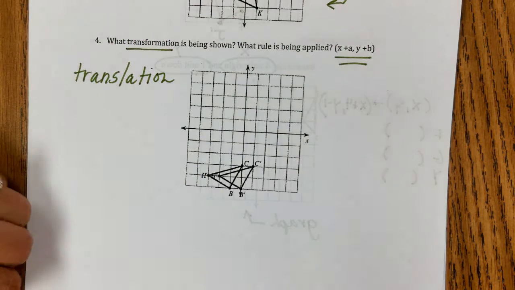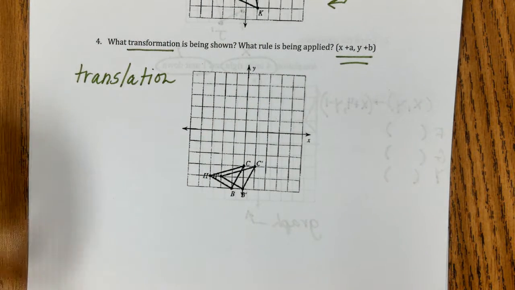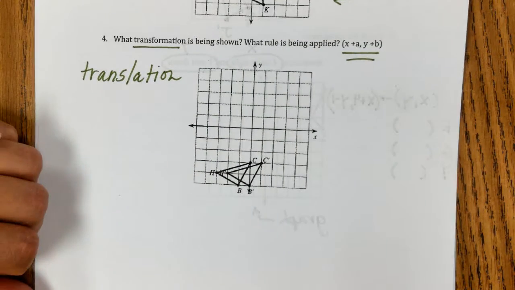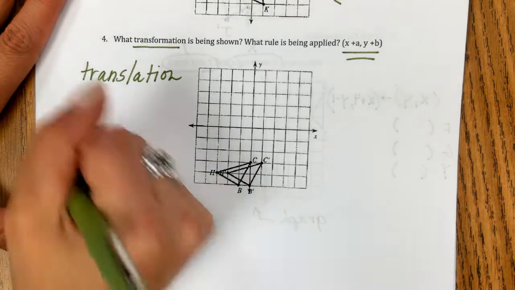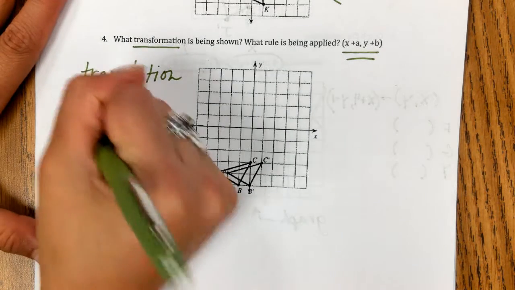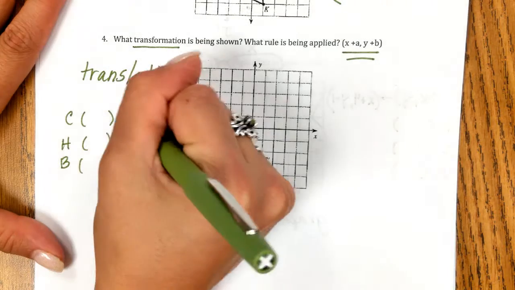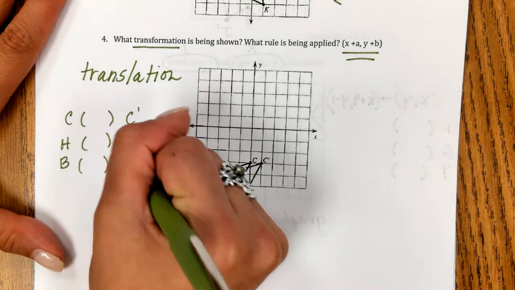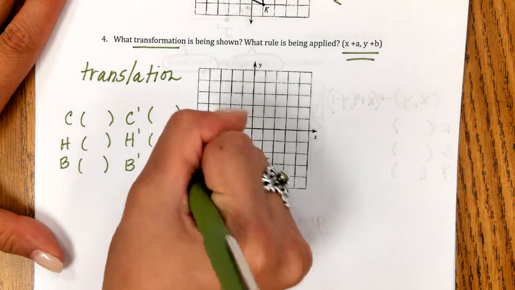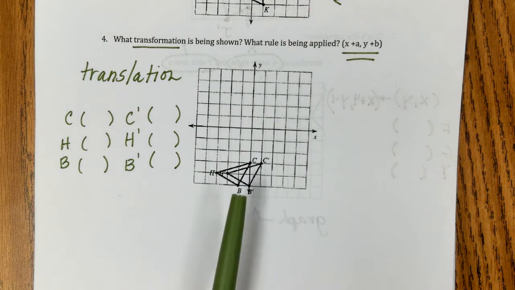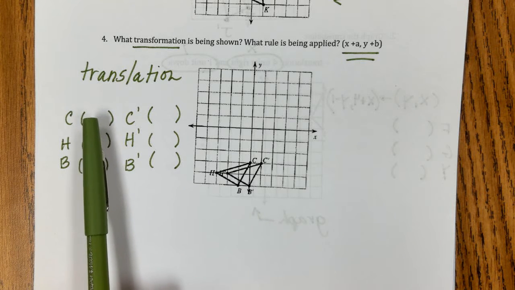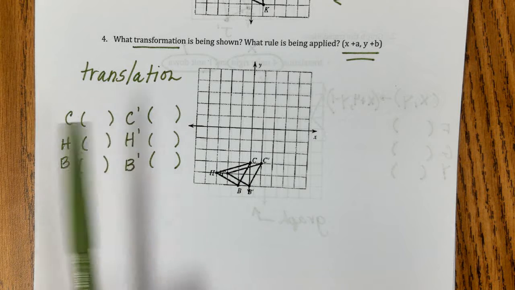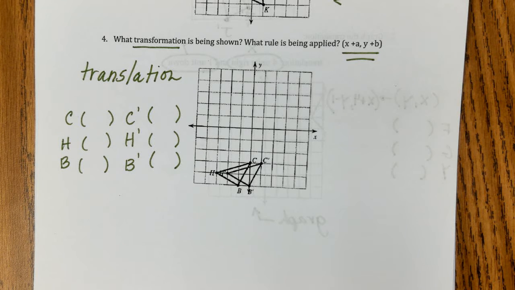That's the first question. And then from there, how are you going to figure out what's happening each time? What do you need to look at? Your points. So you have C, H, and B, and then you have C1, H1, and B1. You need to figure out what those are, write them in, and then you need to figure out what's happening from X to X and Y to Y. Okay, so it's either going to be addition or subtraction of each one.